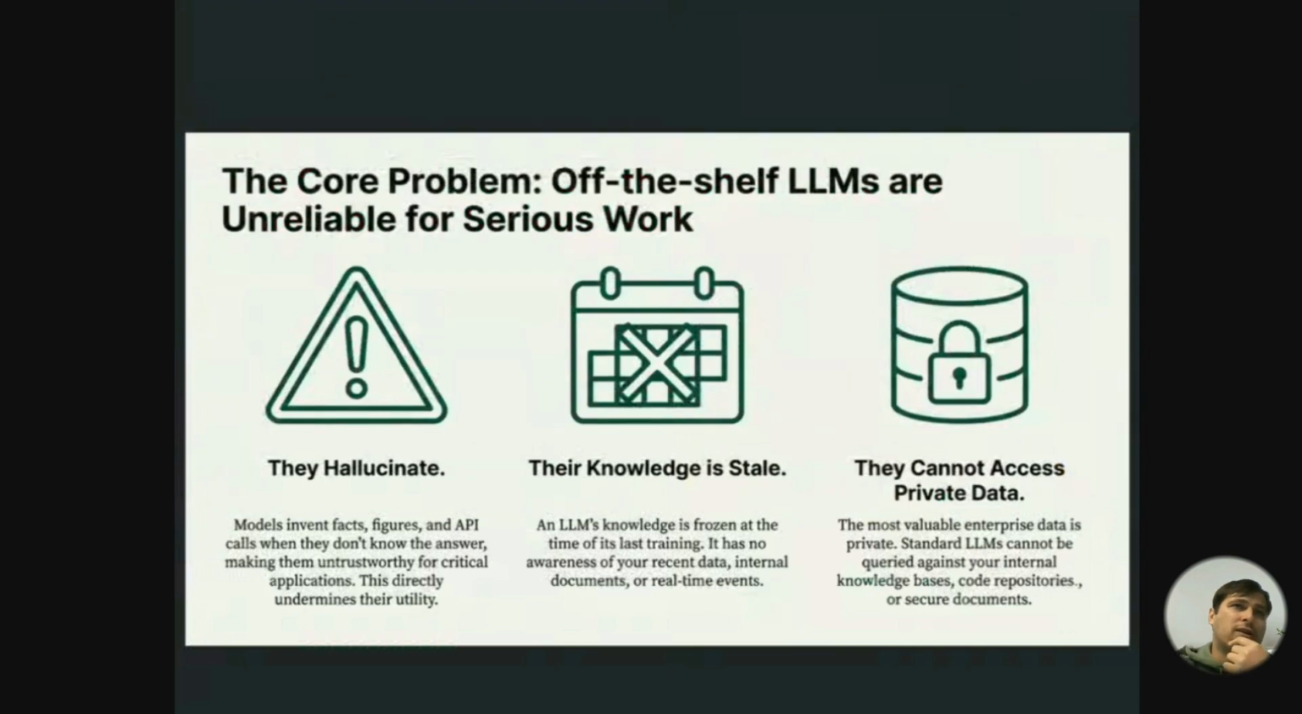So here are the core problems. Why not just use ChatGPT for everything? There are 3 problems. The first problem is that the models hallucinate, which means that if the model doesn't know the answer, it invents the fact. Also the data is stale: it knows only the data on which it was trained. And of course it cannot access private files.